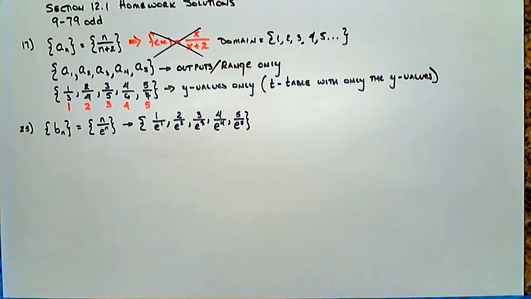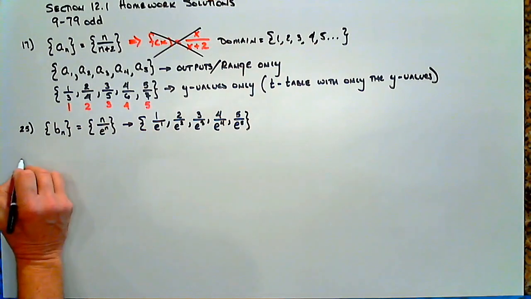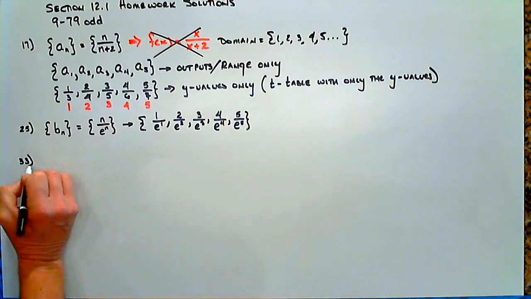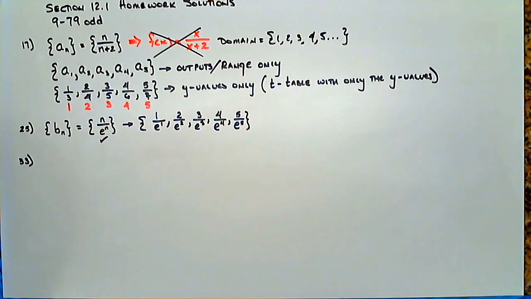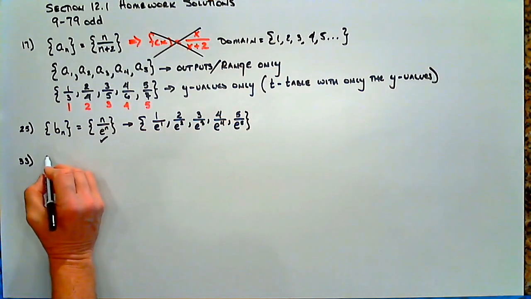Now let's pick another one. It says, write down the nth term of the sequence. So we'll jump down here to number 33. All right. The ones where it wants us to write down the nth term, these are a little trickier. We have to use some imagination here, right?